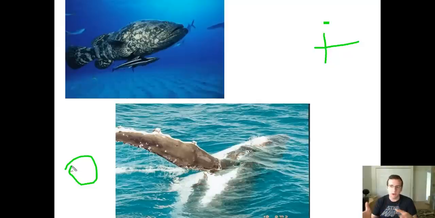Another example is the barnacles that grow on whales. It's literally a type of mollusk that lives attached to the whale. Now, the whale doesn't actually get hurt by that. It's just there. It doesn't actually affect anything for the whale. And you see the spots on the flipper of the whale there.